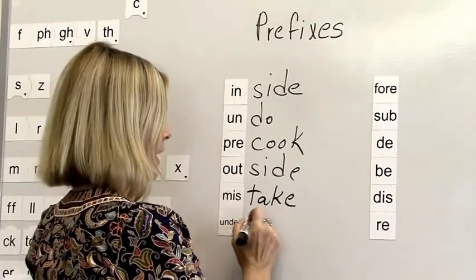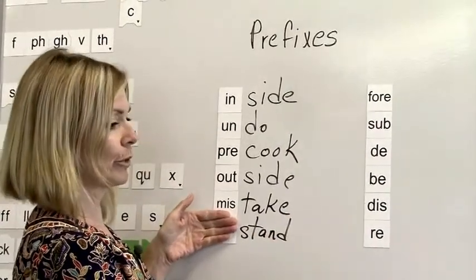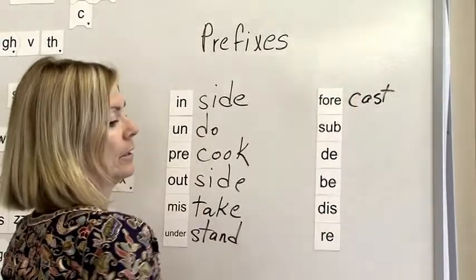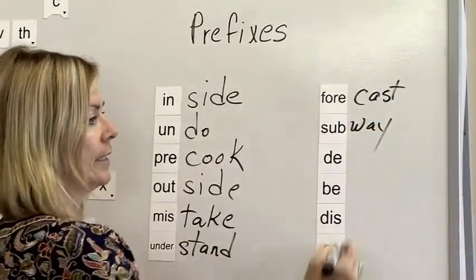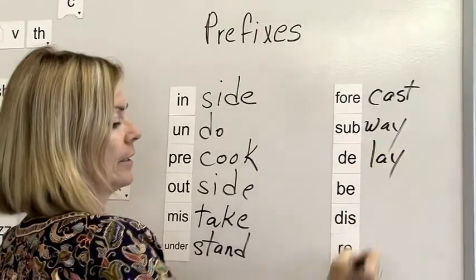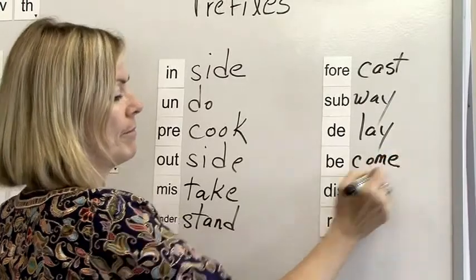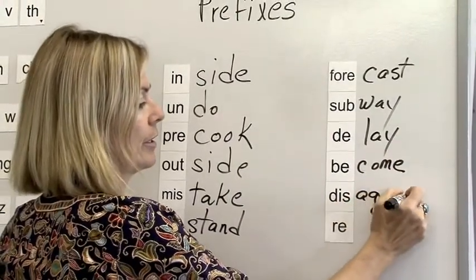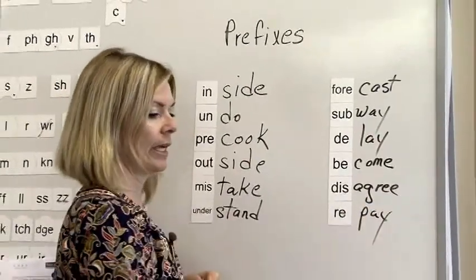Under, understand. Again, we're left with a real word. Forecast, subway, delay, become, disagree, and repay, to pay again.